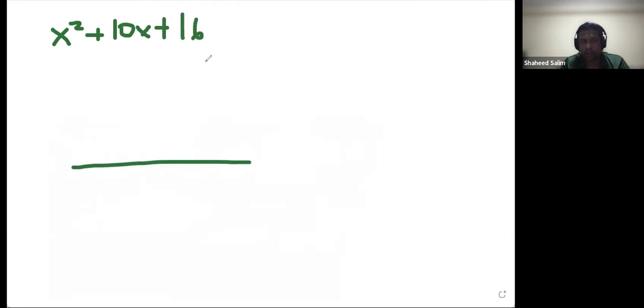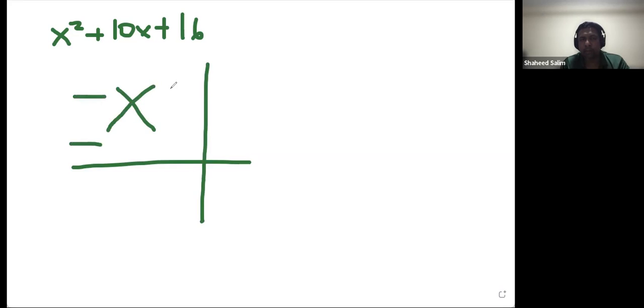You draw one line, you draw one line. You put x down here like that. Down here, you're going to write one number. Down here, you're going to write one number. Down here, one number. Down here, one number. Down here, one number. Down here, one number. And then down here will be the sum of the numbers here.